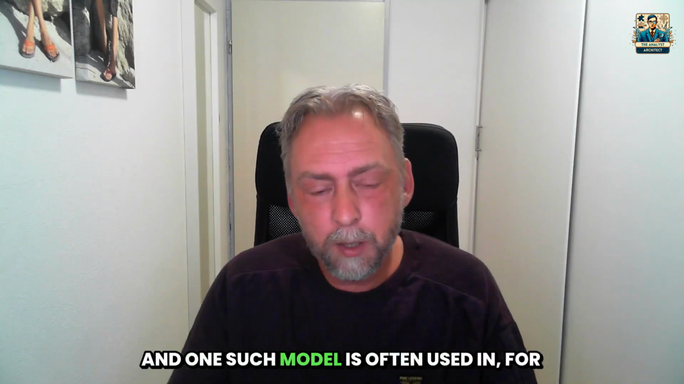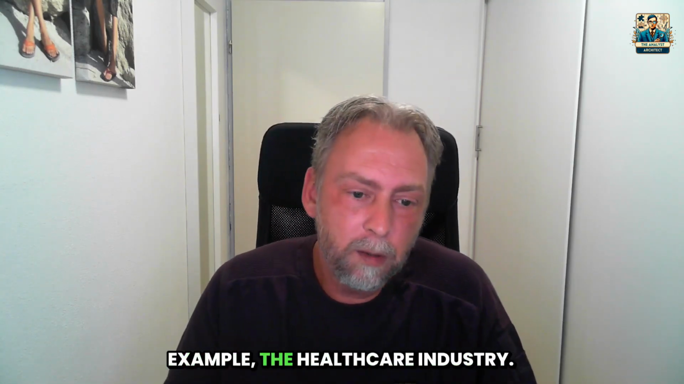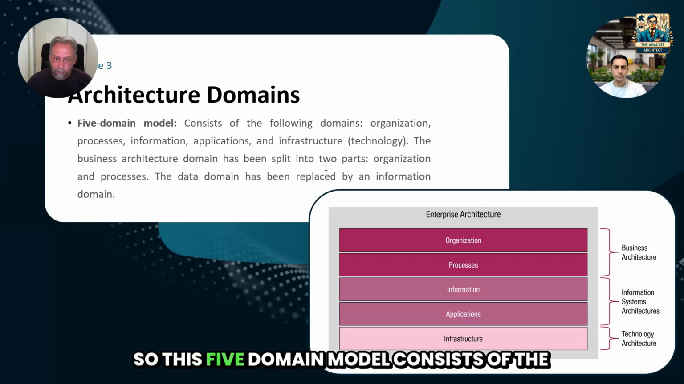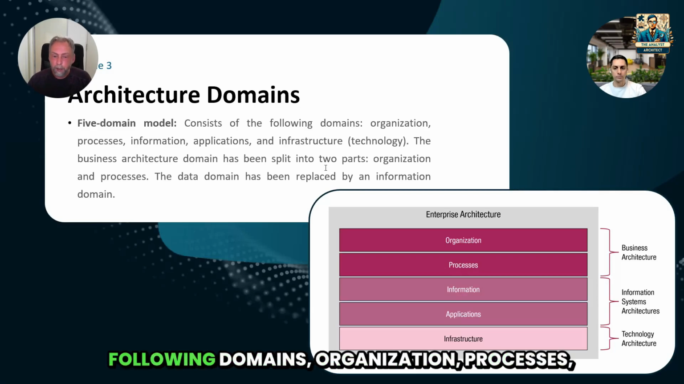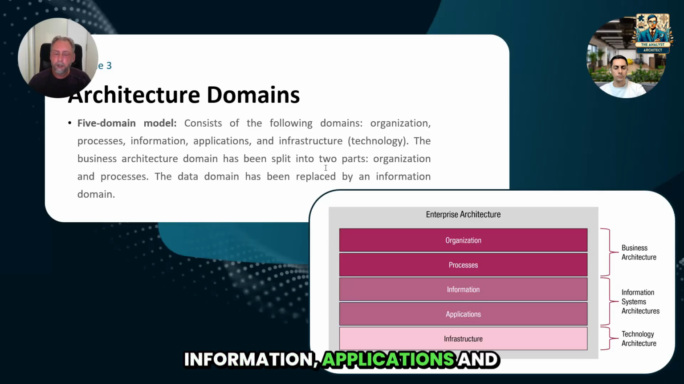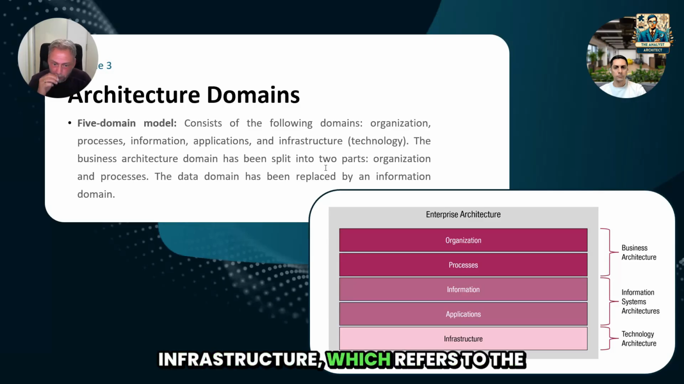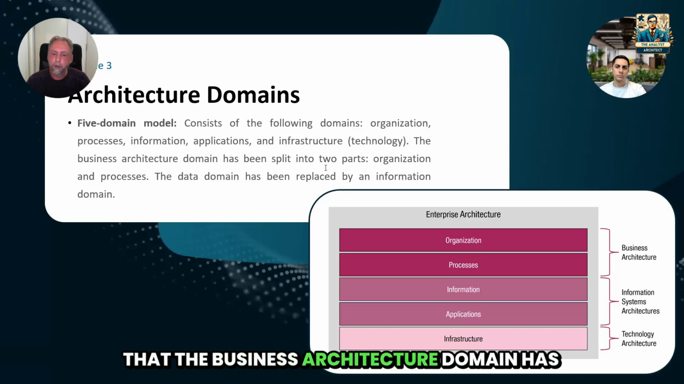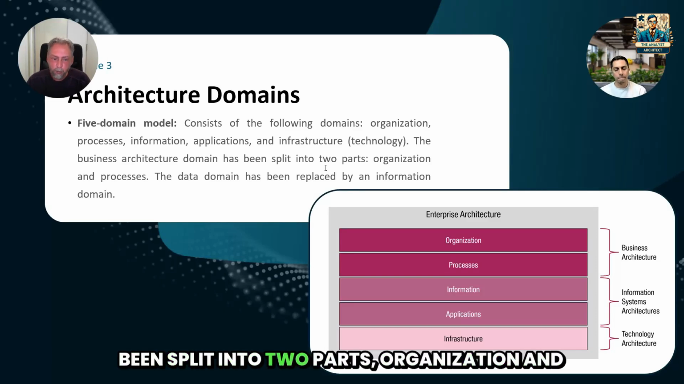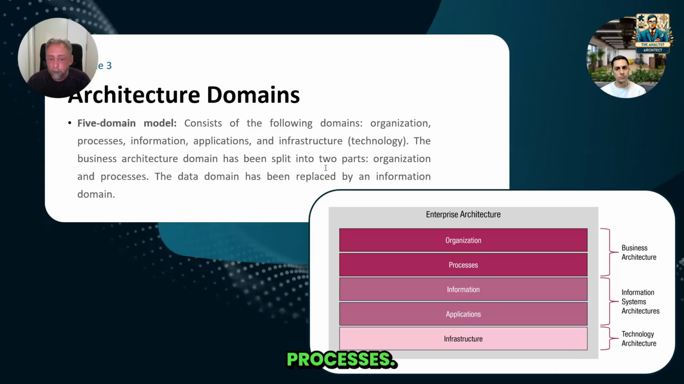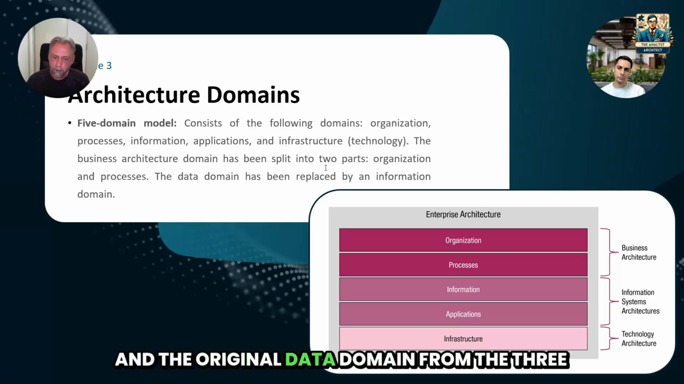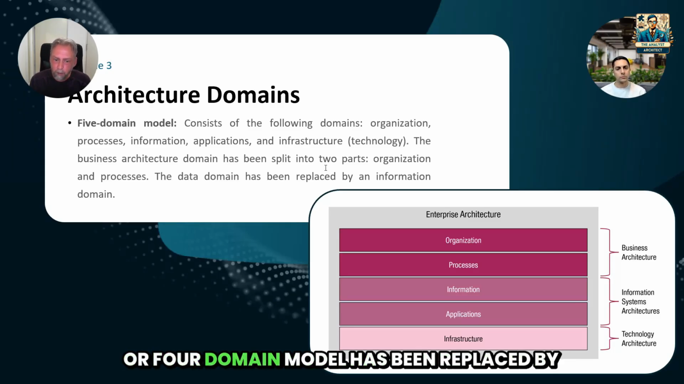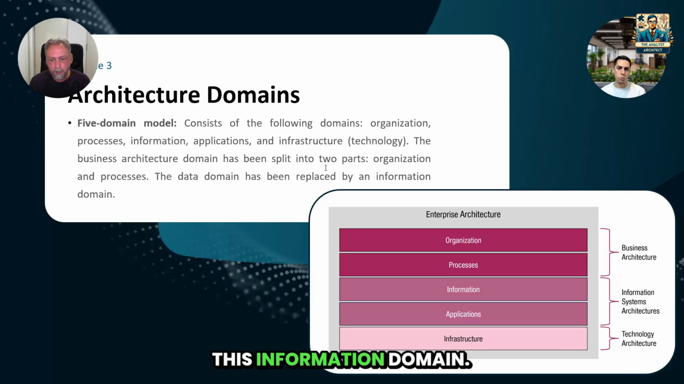And one such model is often used in, for example, the healthcare industry. So this 5-domain model consists of the following domains: organization, processes, information, applications, and infrastructure, which refers to the technology architecture domain. And what we can see here on this slide is that the business architecture domain has been split into 2 parts: organization and processes. And the original data domain from the 3 or 4 domain model has been replaced by this information domain.